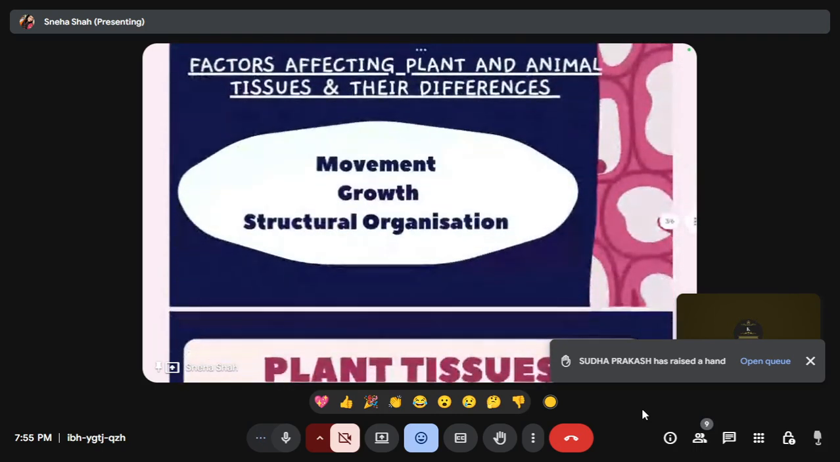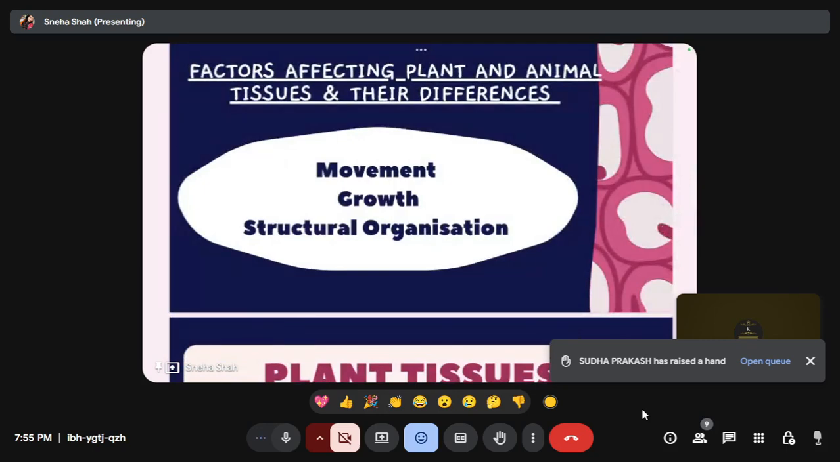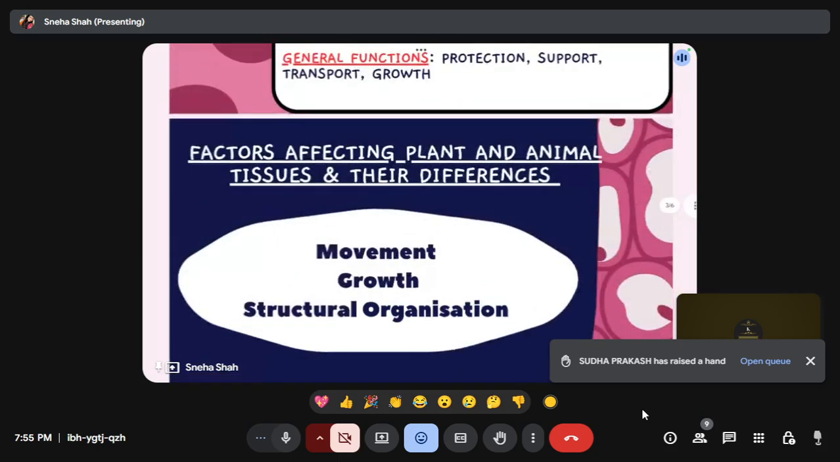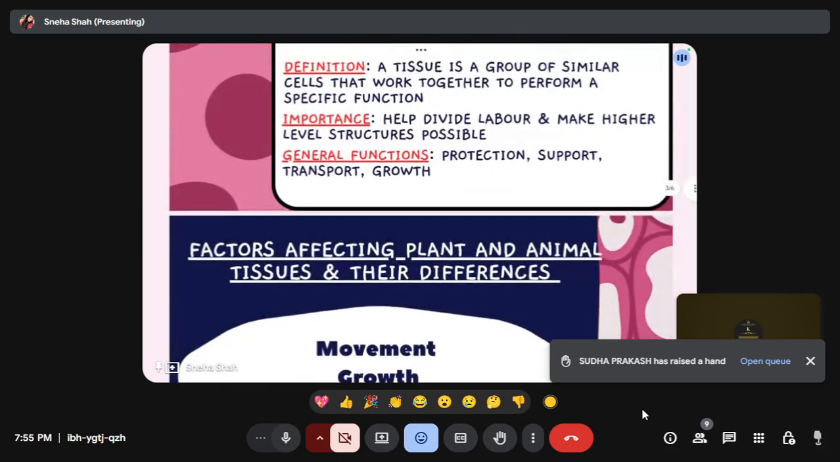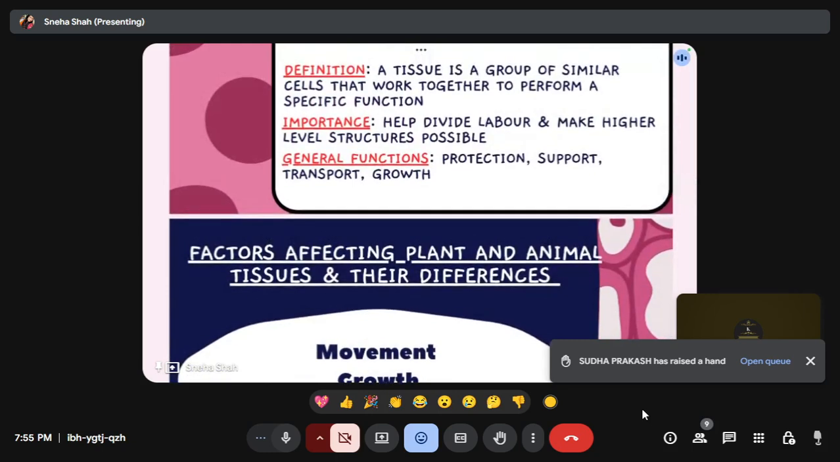Ma'am, how do tissues support our body? They join together and they form an organ. Support is like, for example, your skin. In your body, your skin is made up of epithelial tissues, which we will learn in animal tissues. But epithelial tissues are providing support to your skin, like it is not losing its shape. Getting the point? So that is support. But support is a major function for plants in case of tissues.